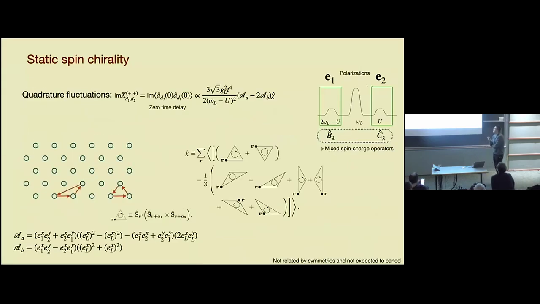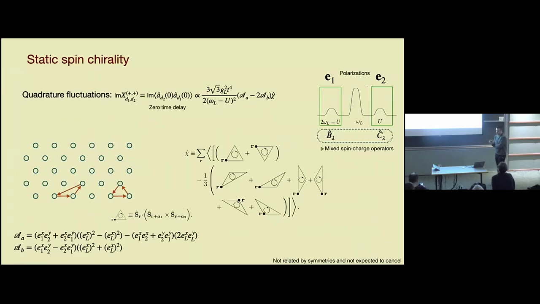So we now consider the triangular lattice and assume that we scatter light on the Fermi-Hubbard model, measuring in the charge sector, in this case, not in the spin sector. So we measure B and C operators, and we look at the result of homodyne detection of the signal. We find that the homodyne signal is proportional to some static spin chirality operators of this form, which I show here. And we also find that the symmetry channels of the polarization operators are consistent with the required symmetry channels for the static spin chirality operators.